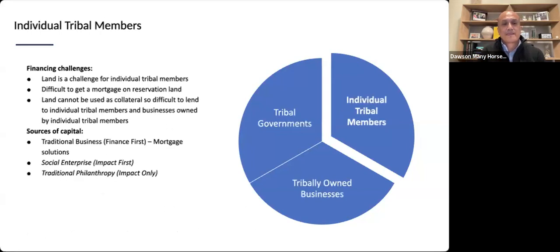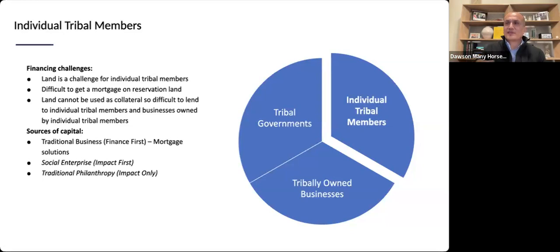Next slide, please. And then finally, this is the big puzzle here. This is the conundrum. How do we support individual tribal members? Most tribal members don't own the land that they live on. If they own a business, they don't have the ability to pledge land as collateral for a small business loan. How do we support them if they want a mortgage, or want to build a house? A bank can't take that land as collateral, so it's very hard to get a mortgage. There are some solutions within the US for mortgages, but it's hard.